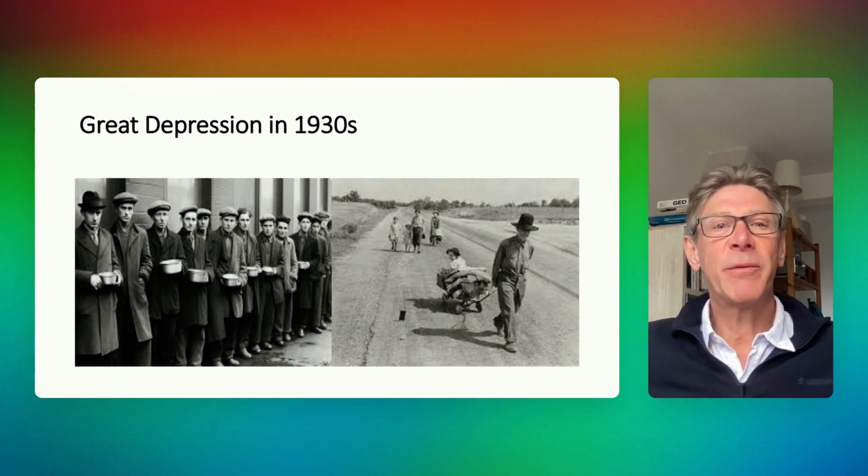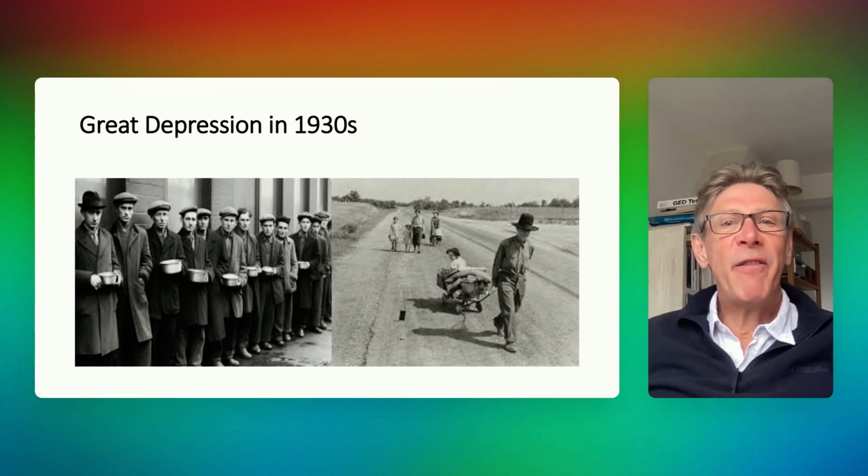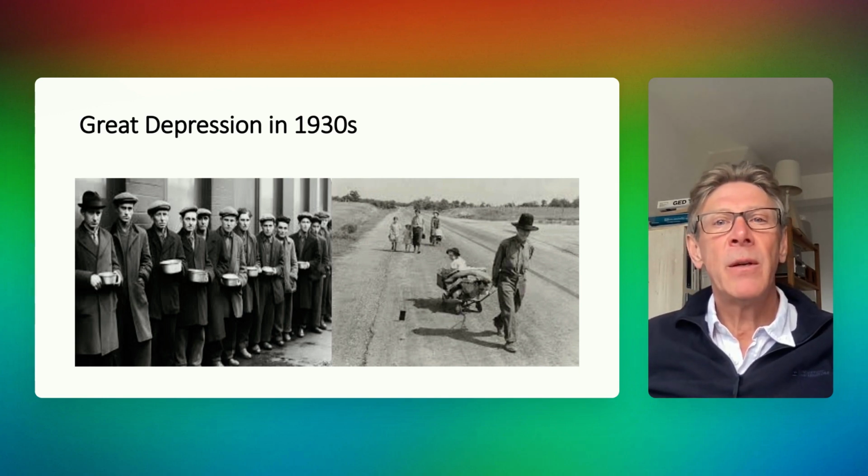Here are two pictures. One is men in New York queuing up to try and get food. And the picture on the right is the farmers moving from the Great Plains to California. They couldn't afford to get a bus or a train. They had no money. They had to walk long distances.